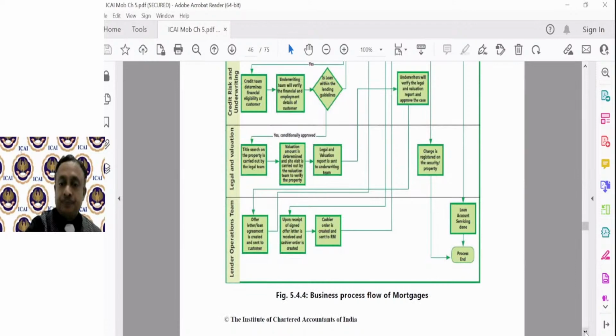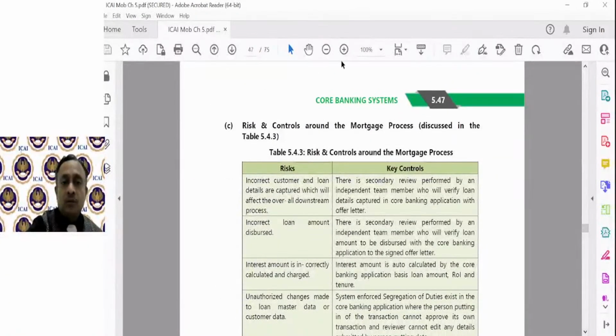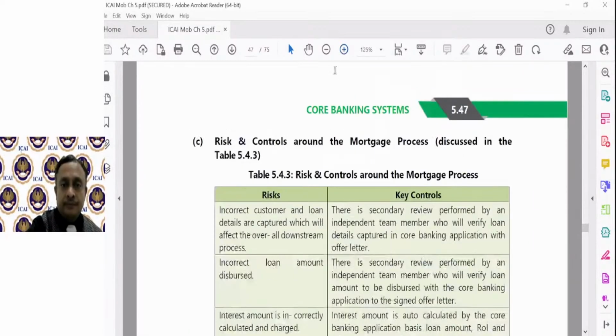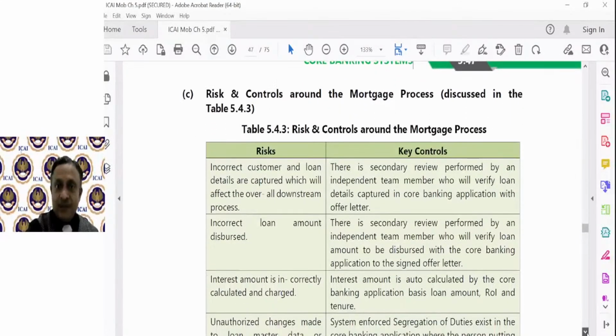Then the next part. Now this is going to be important: the risk and controls around the mortgage process. So let us take them one by one. Again, I'll try to give examples to that.